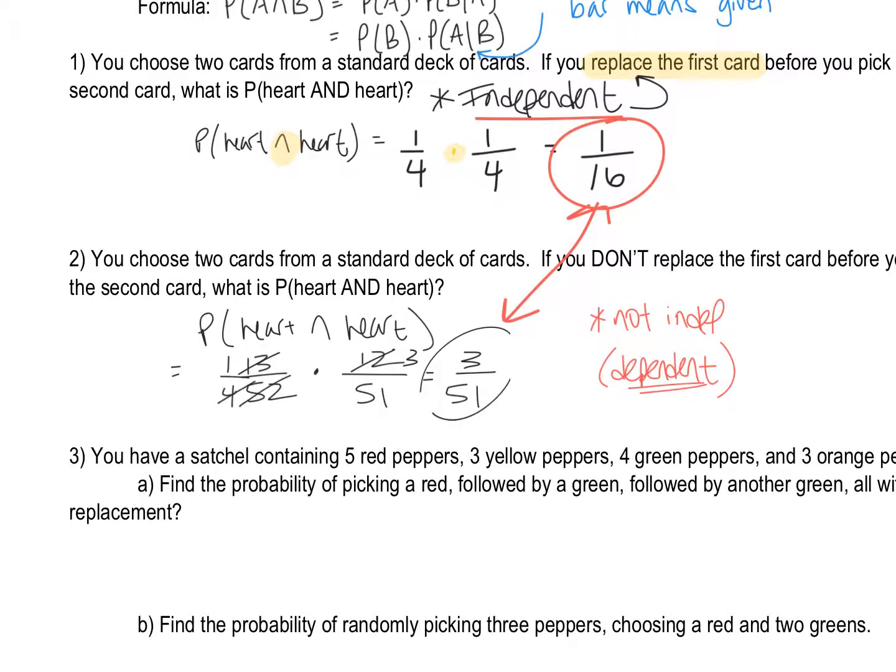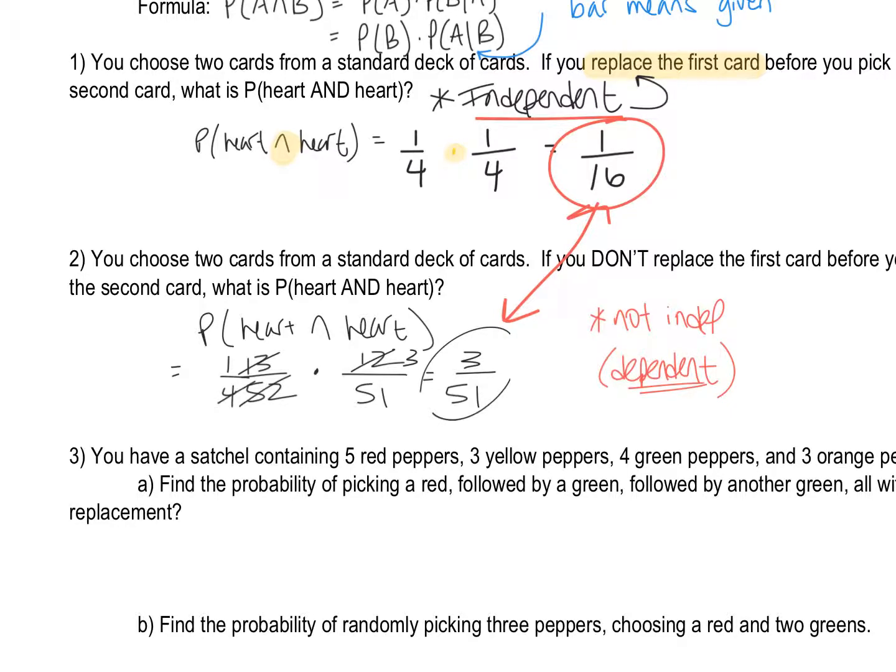So that means that if you draw a heart on the first draw, what are the chances you draw a heart again? That depends on the first one. So the first one's a heart. That means that the chances of drawing a heart again are slightly different. That is exactly what dependent means.